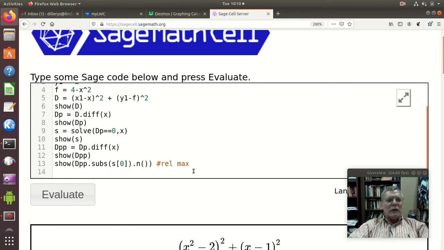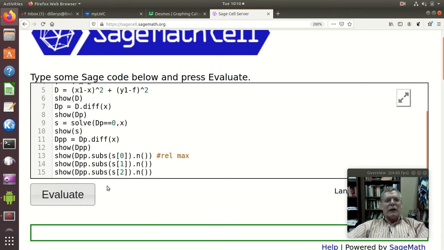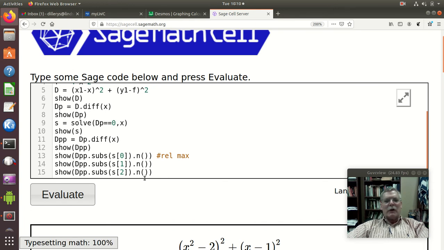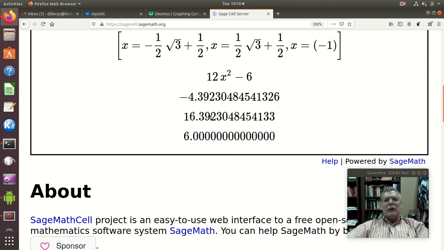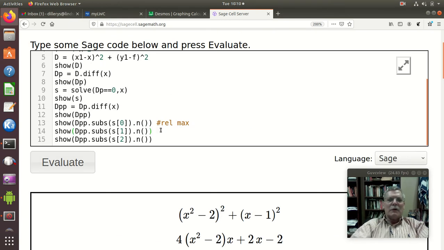And hit enter, Control V, Control V again. So now I'm going to make two copies, make a 1 and a 2, and evaluate both of those numerically. And I see, yep, they are both positive. So concave up.